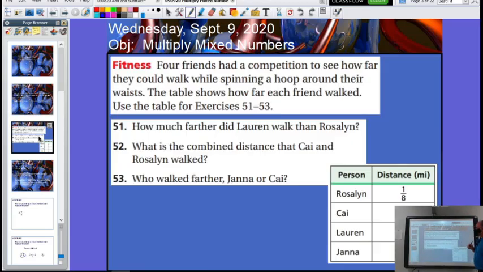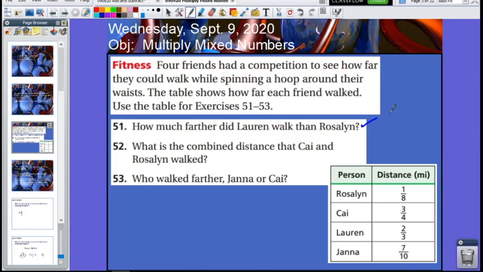I'd like for you to answer a warm-up question real quick first. This one says, 4 friends had a competition to see how far they could walk while spinning a hoop around their waist. The table shows how far each friend walked. I want you to answer question number 1. It says, how much farther did Lauren walk than Rosalind? Use the table at the bottom right of the screen to answer this question. It looks like you might not be able to see it because of the video screen, so let me turn off my webcam just for a second so that you can see those fractions, and then pause the video and answer question number 1, please.